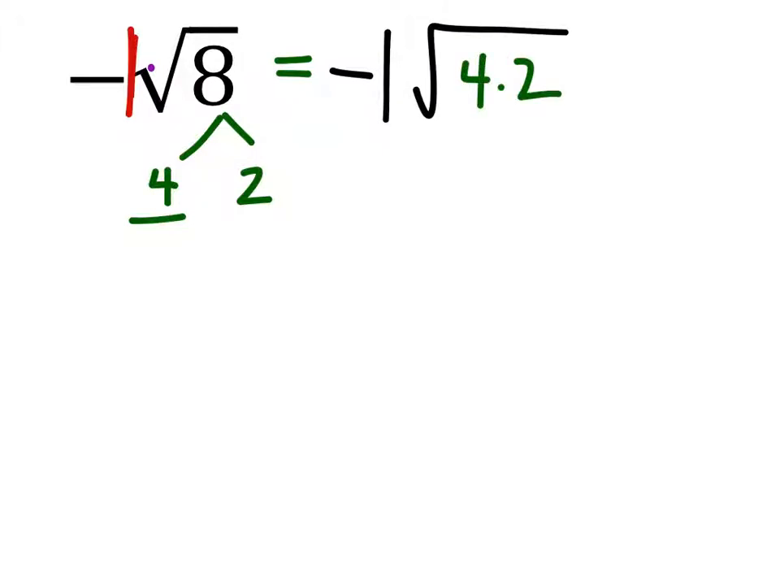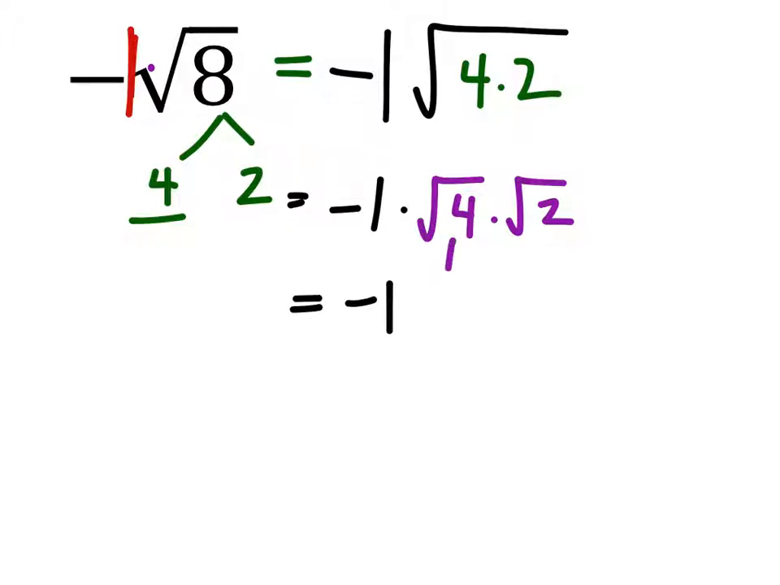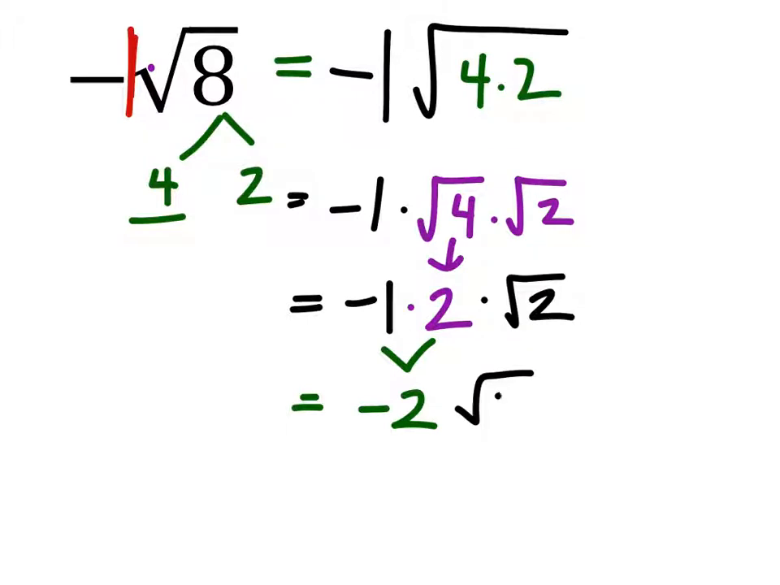Now this is method 1, so I didn't use all the prime factorization. And then we can rewrite that as the square root of 4 times the square root of 2 times negative 1, rather. And then we'd have negative 1 and the square root of 4 is 2. So multiply that, and then multiply this by the square root of 2. And negative 1 times 2 is negative 2 times the square root of 2.